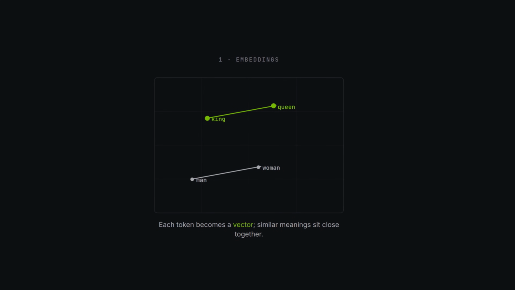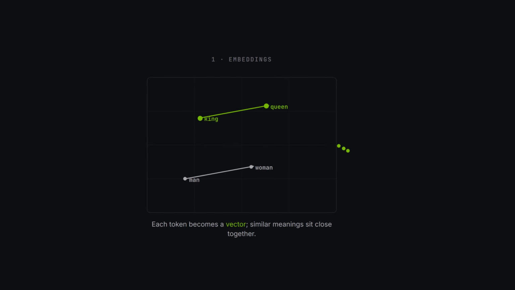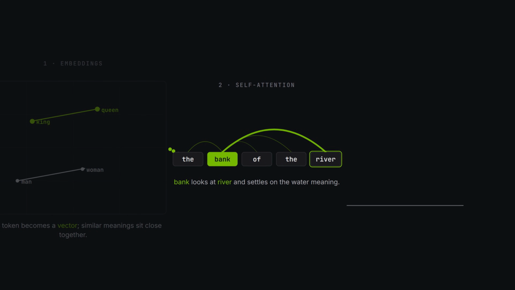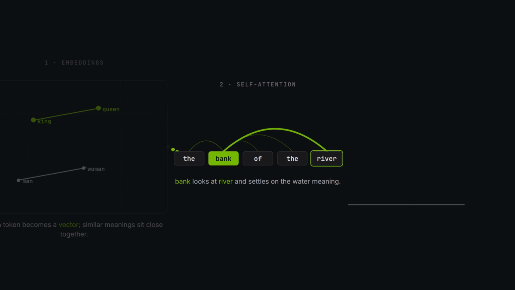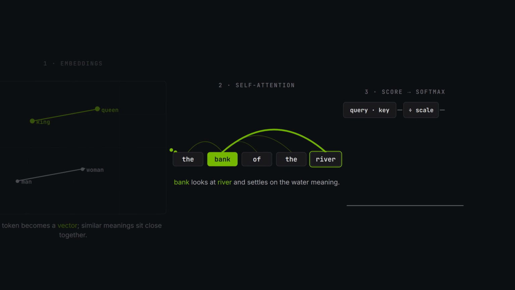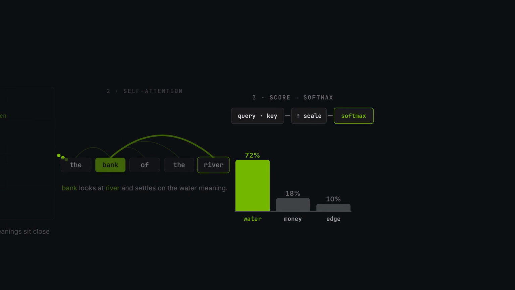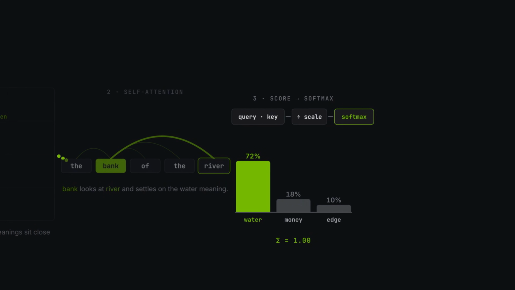Those embeddings flow into the transformer, the architecture behind every modern LLM, and its core trick is self-attention. Every token looks at every other token and decides how much each one matters for understanding it. Picture the phrase, "the bank of the river." Attention lets the word bank look at river and settle on the water meaning rather than the money one. And that is exactly the relationship the exam asks you to name. Mechanically, attention multiplies query and key vectors to score how related two tokens are, scales those scores down, and runs them through softmax, a function that turns a row of raw numbers into probabilities that add up to 1.